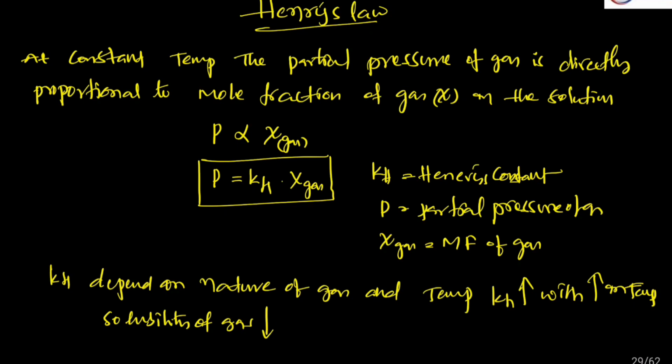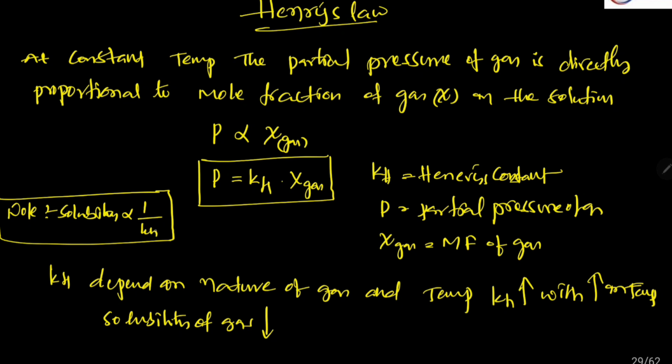See, what is the meaning? Solubility is inversely proportional to Henry's constant KH. If KH increases, solubility of gas decreases. More soluble compound has least KH.